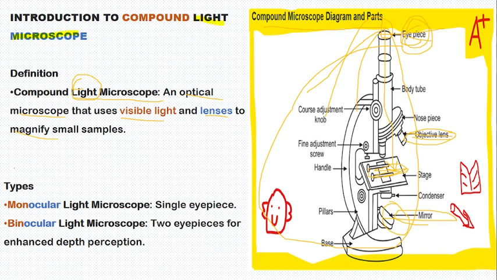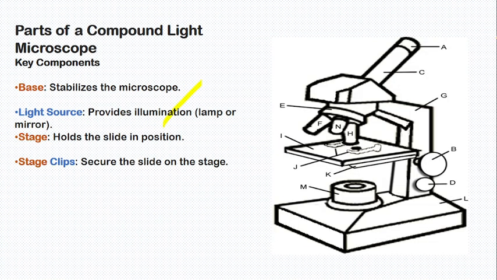There are types of compound light microscopy: monocular light microscopy and binocular light microscopy. When we talk about the ocular, I will show you that the ocular is this one. So if there is only one ocular, it is called monocular.